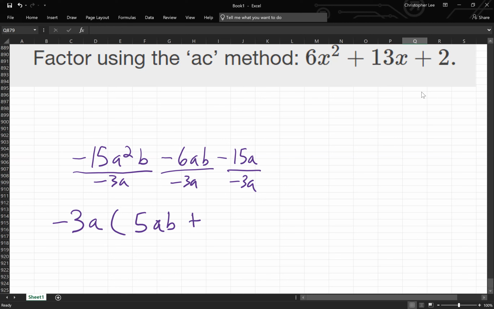And 6 divided by 3 is 2. A cancels out, B stays, right? And then negative divided by negative is a positive. And 15 divided by 3 is 5. And then the A's will cancel. So that's it.